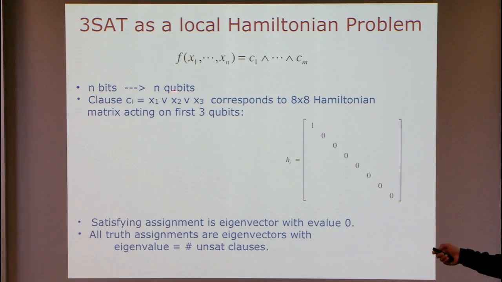So the n bits correspond to special cases of n qubits. A clause, x1 or x2 or x3, corresponds to a term of the Hamiltonian, which is diagonal. So now everything's going to be diagonal in the computational basis. And the only assignment which is going to be assigned a penalty is the one that doesn't satisfy this clause, which is x1 equal to x2 equal to x3 equal to 0. And so this term of the Hamiltonian would look like that.